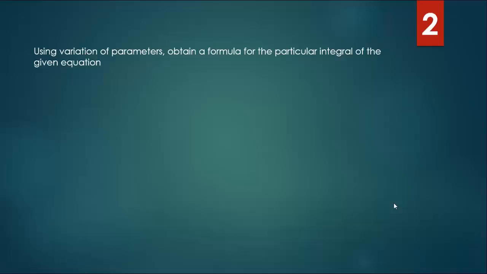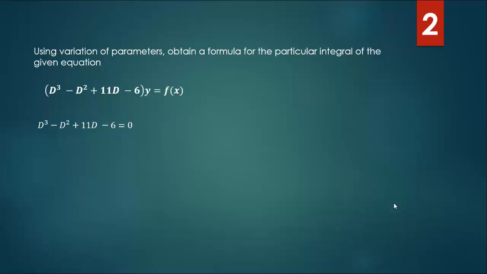Using variation of parameters, obtain a formula for the particular integral of the given equation. The given equation is d cubed minus d squared plus 11d minus 6 times y equals f(x). Since the method of variation of parameters is based on the use of particular solutions of the related homogeneous equation, our first step must be to find three independent solutions of the equation.